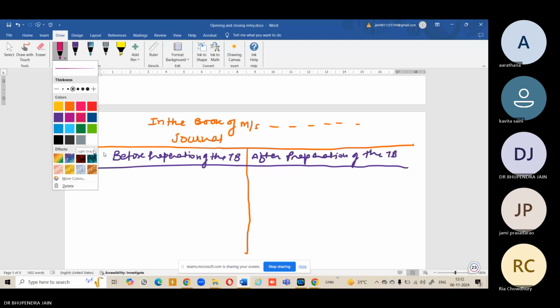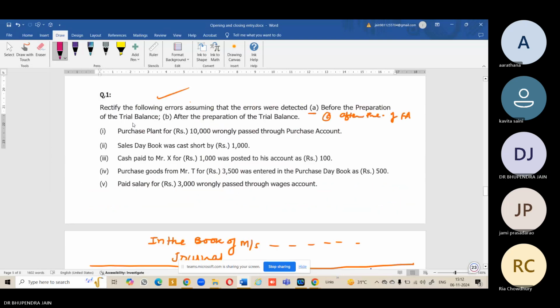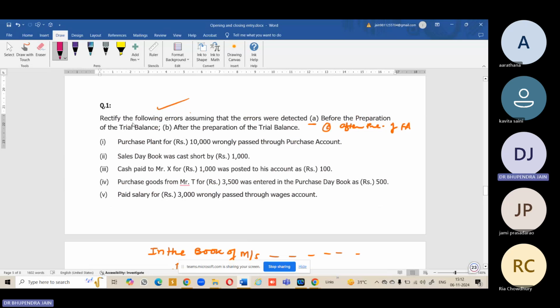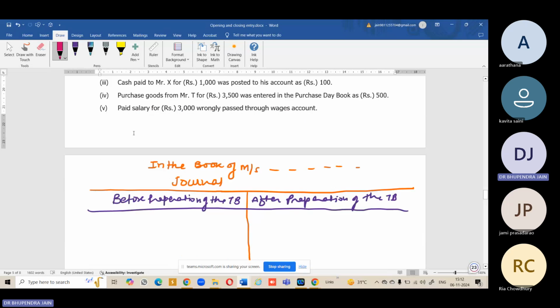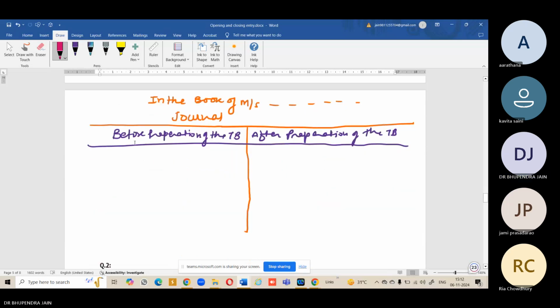Now read the first entry. Purchase of plant for rupees 10,000 was wrongly passed through the purchase account. That means double side error. How to rectify the error?